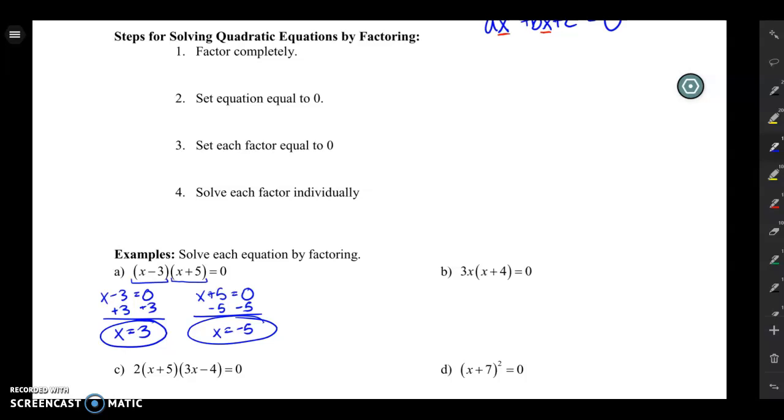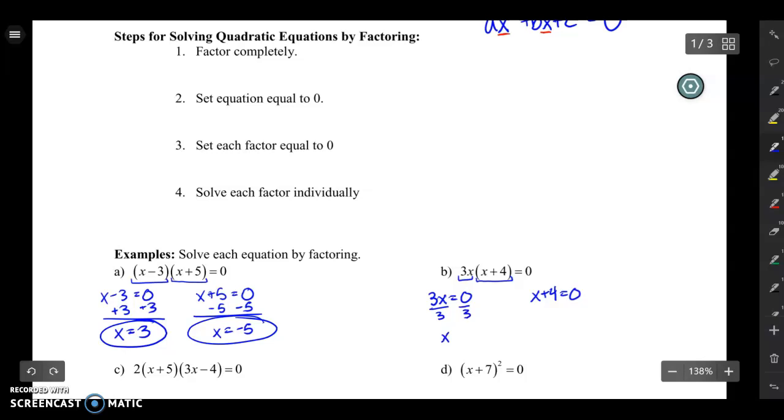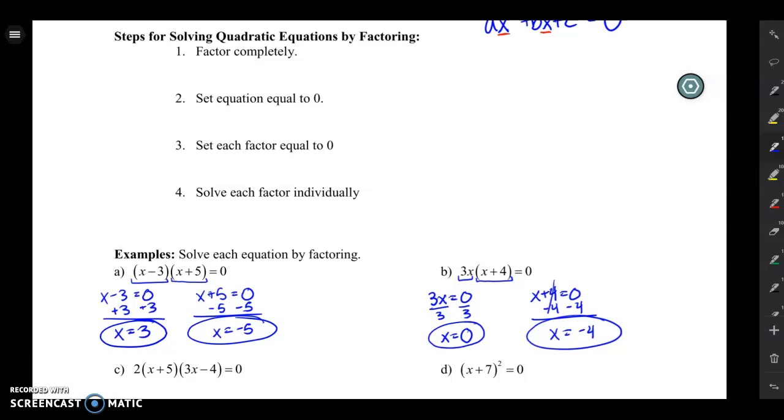Okay, so let's look at B. B looks a little bit different because I have a 3x times x plus 4. Okay? So remember, this 3x out front, that is a factor. So you can't forget to include that when you're setting all the factors equal to 0. So we're already factored. We're already set equal to 0. I'm going to set each of these factors equal to 0 and solve them. So if I have 3x equals 0, to get rid of that 3, I'm just going to divide by 3. 0 divided by 3 is just 0. So one of my answers is x equals 0. With x plus 4 equals 0, I'm going to subtract 4 from both sides so that these 4's cancel out. And I have x equals negative 4. So those are the 2 solutions to my problem.